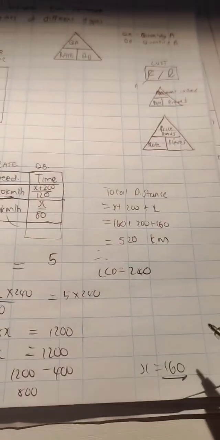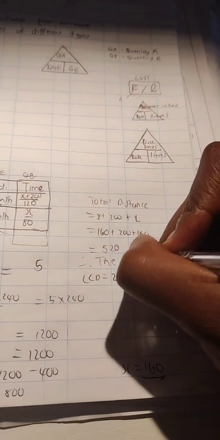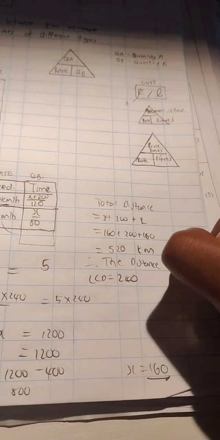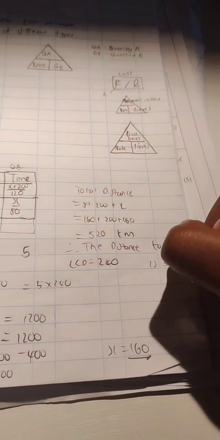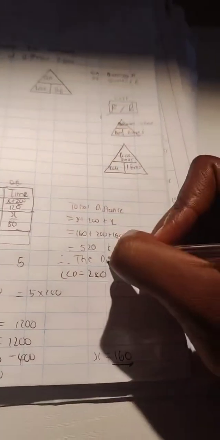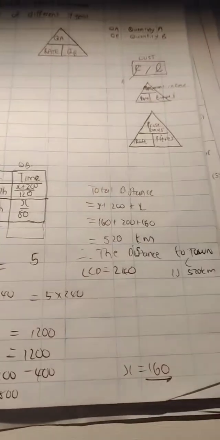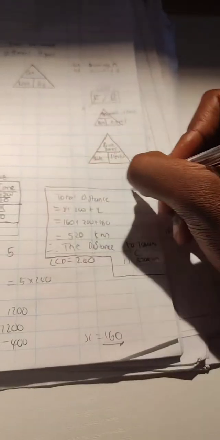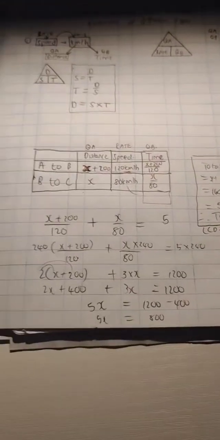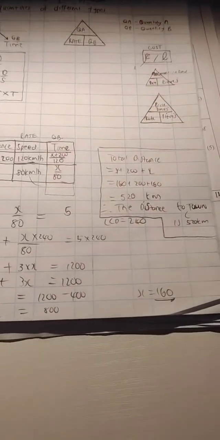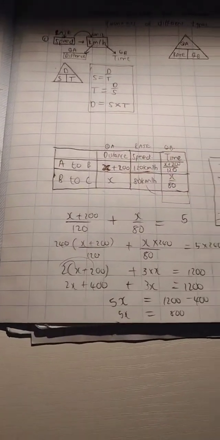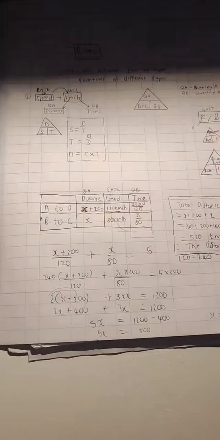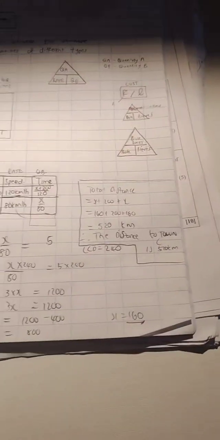Then you can conclude the distance from town A to town C is 520 kilometers. You conclude, my guys, you conclude very sweetly and nicely, so that even the person who was marking is like, this boy, this girl, this woman knows what they are talking about. No more word problem phobia. Easy peasy, easy.